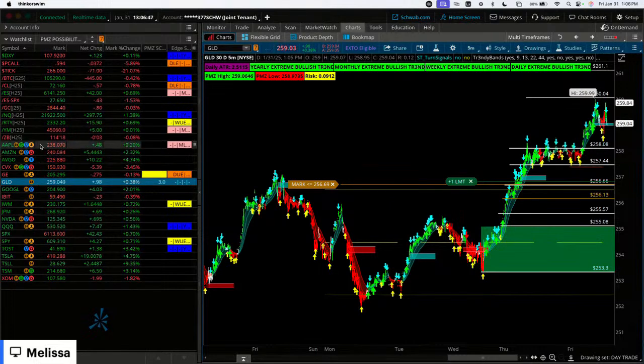The next thing that I'm looking for is I want a variety of names on this list. I don't want it to all be tech. I don't want it to all be energy. I don't want it to all be financials. I want a little of all of the different sectors on this list. So you'll see here I have GE on the list, which is an industrial stock. And then, of course, Apple is a tech stock. So I have a variety of types of stocks here on the list.